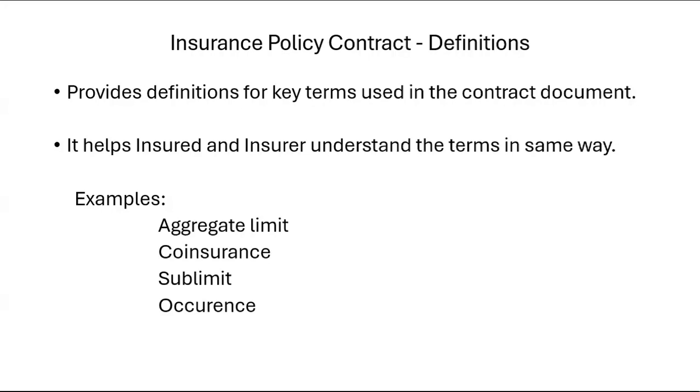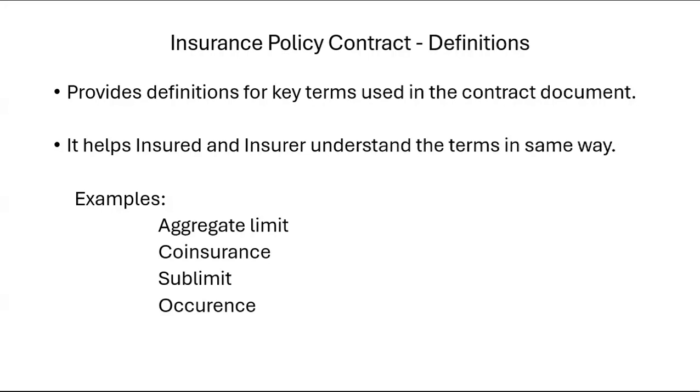So I've given some basic examples. There are many terms. When you say aggregate limit, what does that mean? It's nothing but the overall limit for the entire policy period. When I say policy period, I mean the one year term. So if your policy says the aggregate limit is 1 million, it means the maximum that the insurance company is going to pay for that particular year is 1 million.